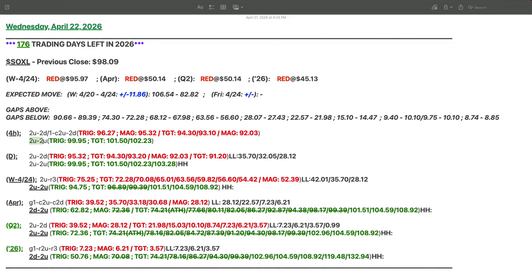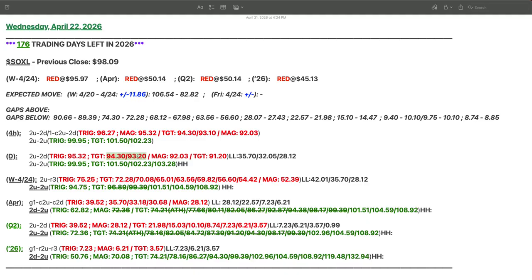To the upside, we would have a two up continuation triggering at 99.95. Got a couple extended targets there for you. On the day, if we go two down on the day, that's a two up, two down triggering at 95.32. Magnitude of that move is 92.03. So again, pretty decent sized move, but we've got a couple of intermediate targets here.